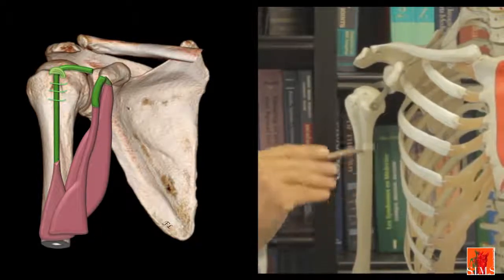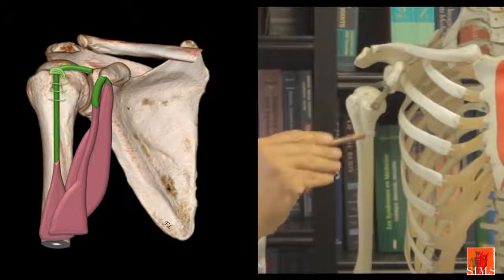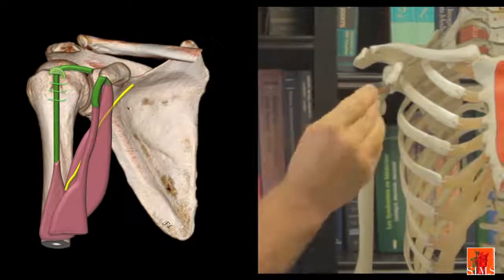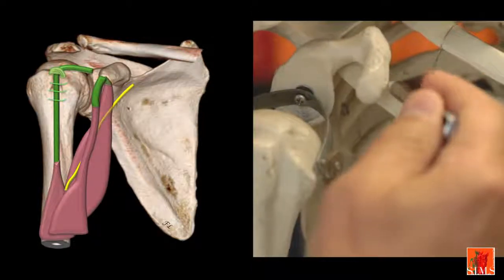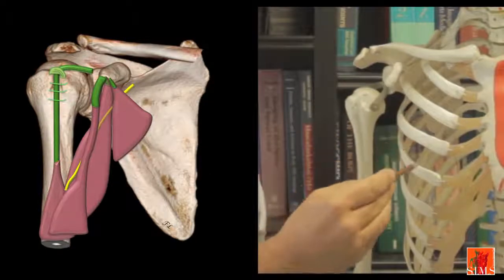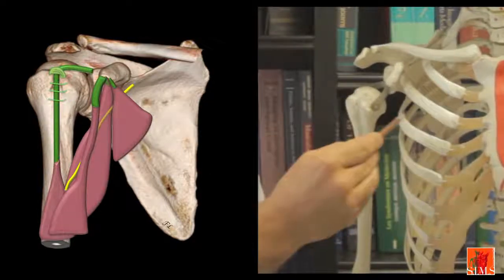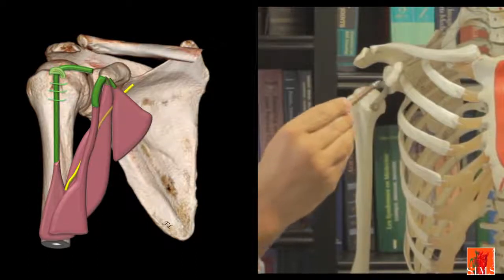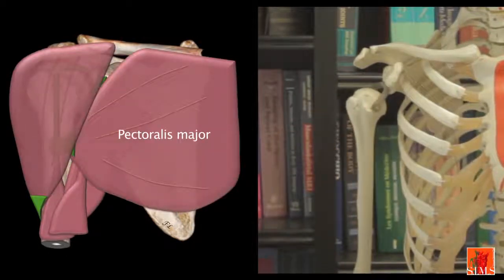This coracobrachialis muscle is traversed by the musculocutaneous nerve. The last and most medial insertion is that of the pectoralis minor, which inserts on the 3rd, 4th, and 5th ribs. All of the coracoid region is covered by 2 muscles, the deltoid and the pectoralis major.